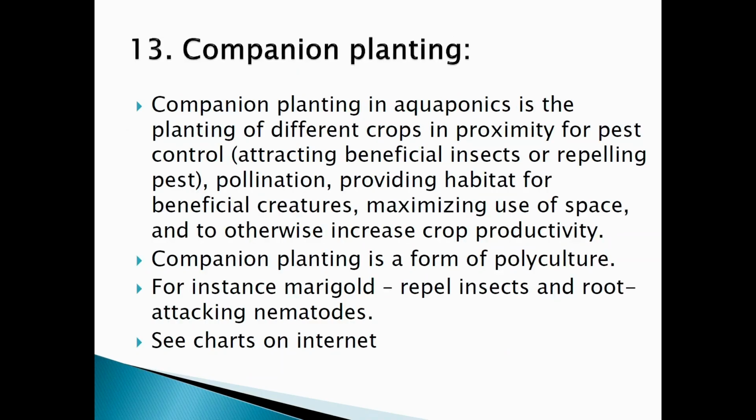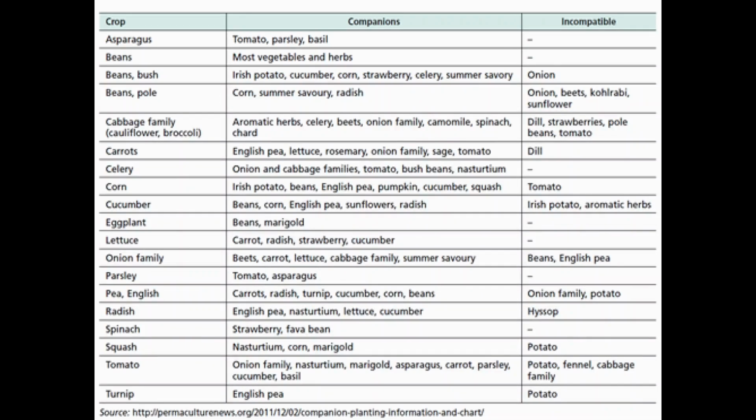Companion planting is another important way to ensure a healthy ecosystem for your plants. It is a form of polyculture, and an example is planting marigolds along with your other vegetables to repel certain insects. There are many charts available on the internet showing you which vegetables benefit from being planted together and which plants make very good pest deterrents. Here's one such example of the tables where you can see the crop, its companions, and then which it does not want to go with or is incompatible with.